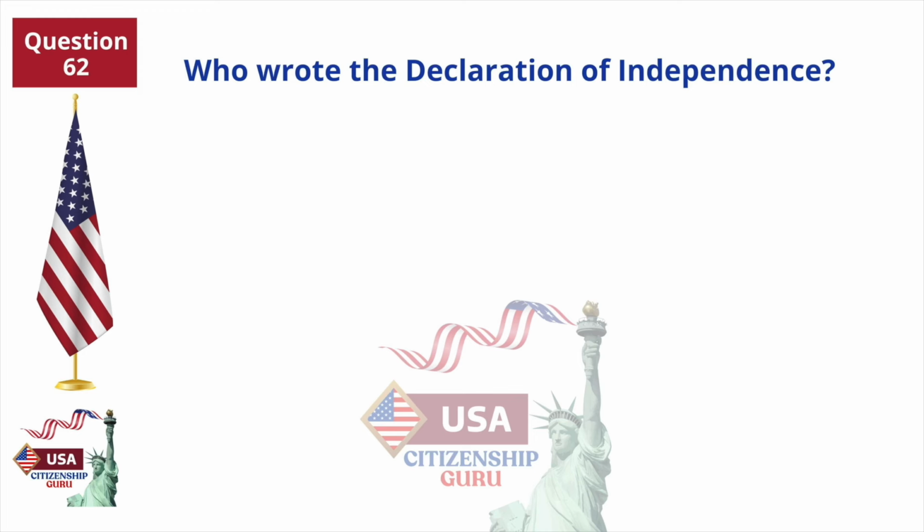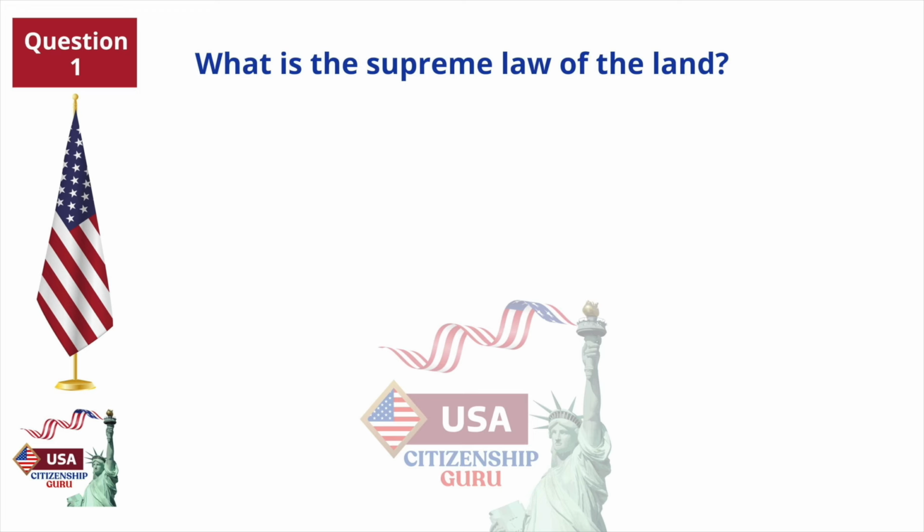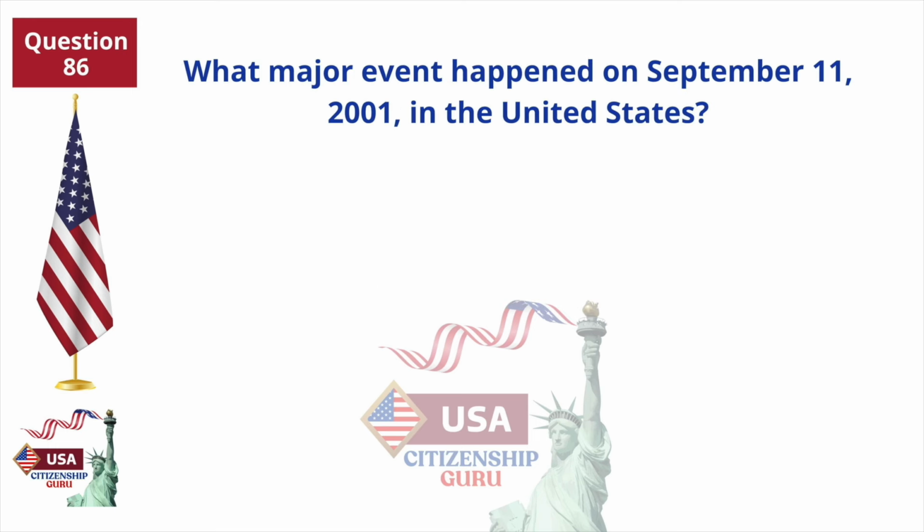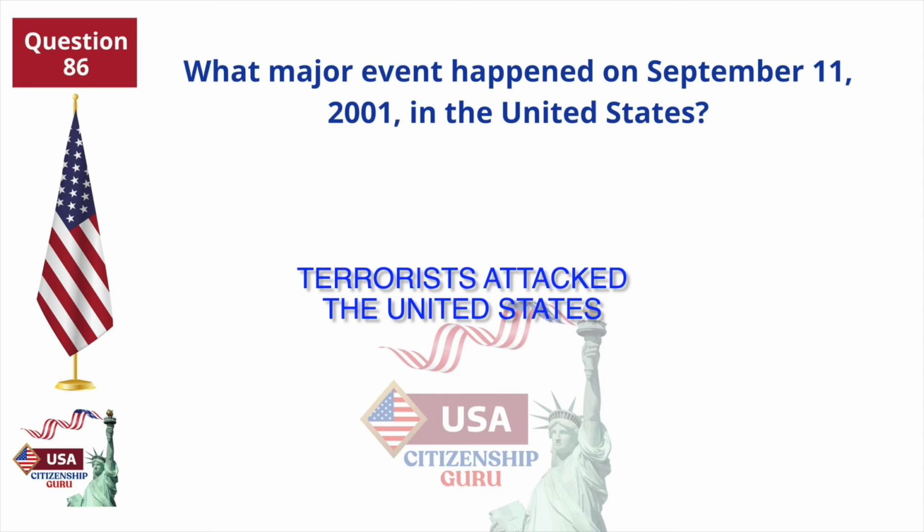Who wrote the Declaration of Independence? Thomas Jefferson. What is the supreme law of the land? The Constitution. Where is the Statue of Liberty? New York Harbor. What major event happened on September 11, 2001 in the United States? Terrorists attacked the United States.